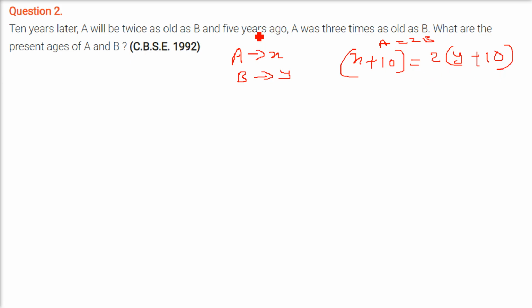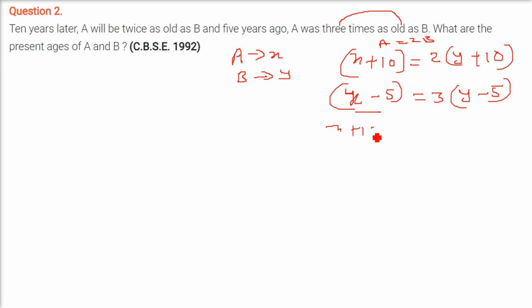And 5 years ago, so we have to subtract 5 from the age of A and 5 from the age of B. So 5 years ago, A was 3 times as old as B. So the first equation is X plus 10 equal to 2Y plus 20. That is X minus 2Y will be equal to, take 10 here, 20 minus 10 is 10.